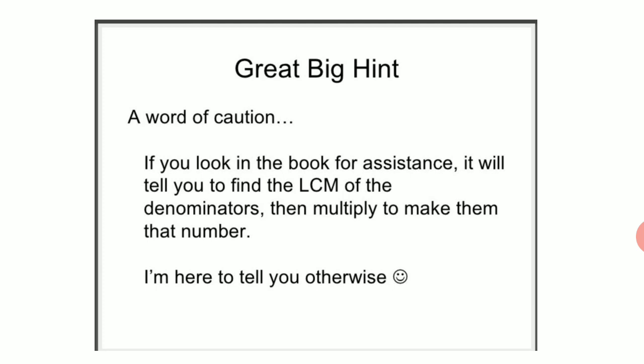Now children, giving you a big hint is that if you look into the book for assistance, you will find that we find out the LCM of the denominators first and then multiply to make them that number. To make them that number means to change it into, if suppose two unlike fractions are there, we find out the LCM and bring the denominator to that LCM that we have taken out.